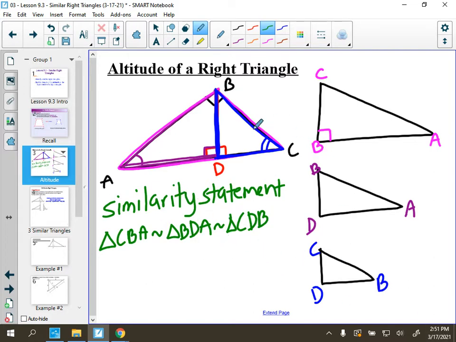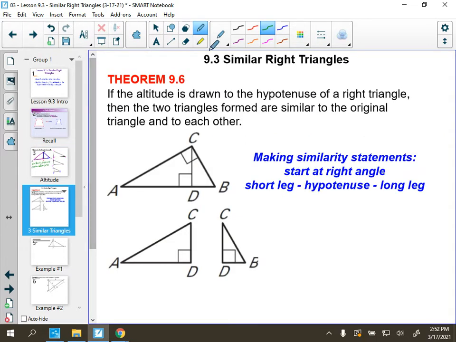So every figure we see is going to look like this in some regard, whether it's rotated, reflected, whatever, but it's going to be a big triangle split into two smaller ones using the altitude, and we're going to use concepts of similar triangles from the previous lesson to find unknown side lengths. All right, that's it. We've essentially summed up the note.